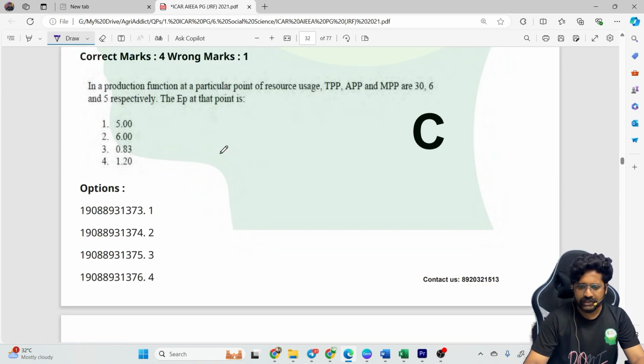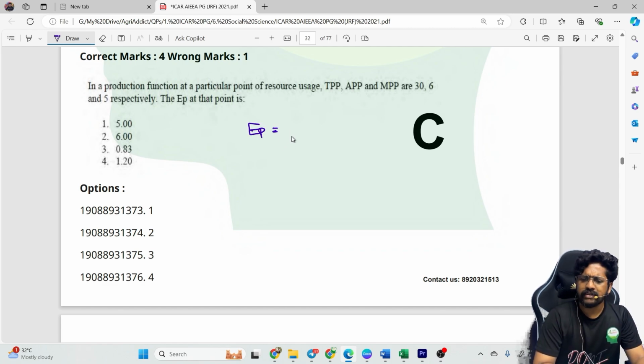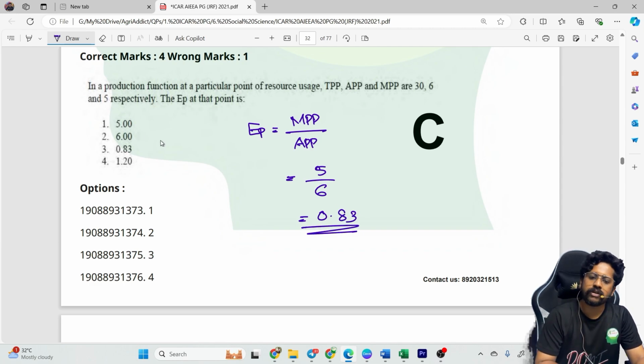The next question is, in a production function at a particular point of resource usage, TPP, APP and MPP are 30, 6 and 5 respectively. The elasticity of production at that point is. So here we have been given the TPP, APP and MPP. This is a direct question. The elasticity of production is directly the formula, marginal physical product divided by average physical product, MPP by APP, right? So here the values of MPP and APP are directly given. MPP is 5 divided by APP is 6. 5 by 6 is 0.83. So it's a direct question and direct answer. So the third option, 0.83, will be the correct answer.